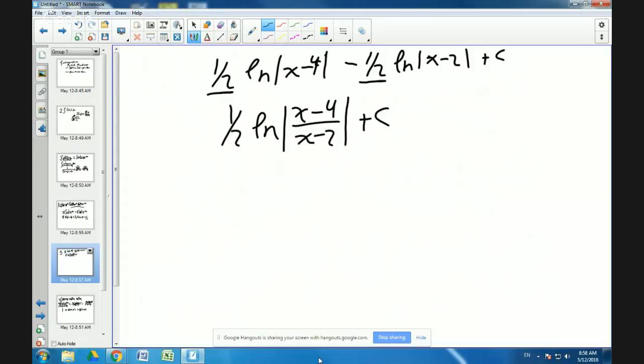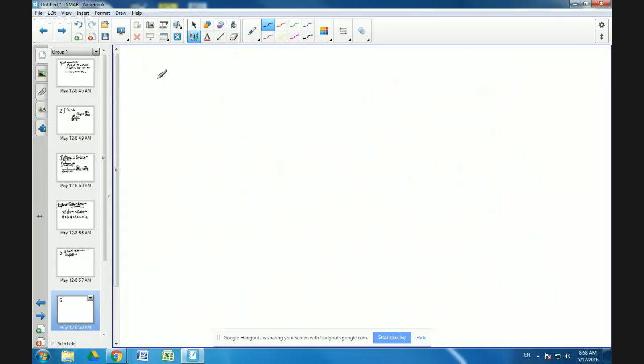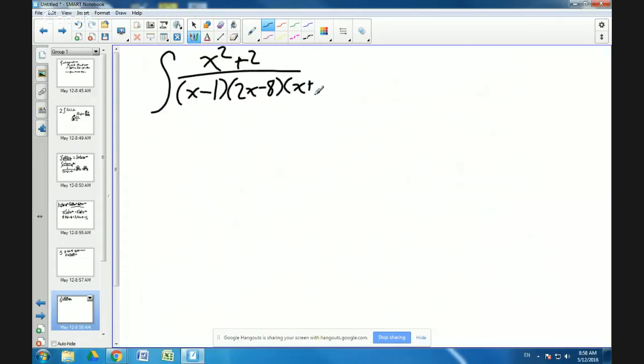Now we're going to do something a little more complex, but we're still going to follow the same general rules. So we're going to start with the integral of x squared plus 2 over x minus 1 times 2x minus 8 times x plus 2 dx. And the only difference between this and what we had last time is we do not have a 1 on top, we actually have a function.